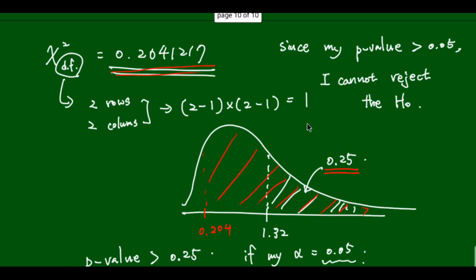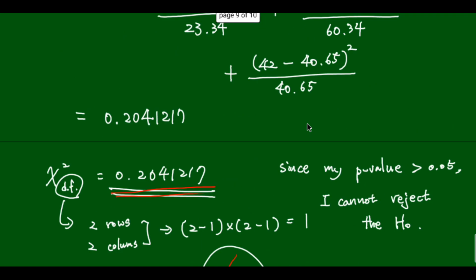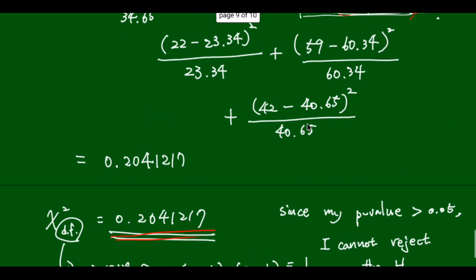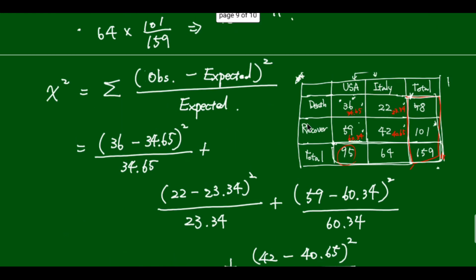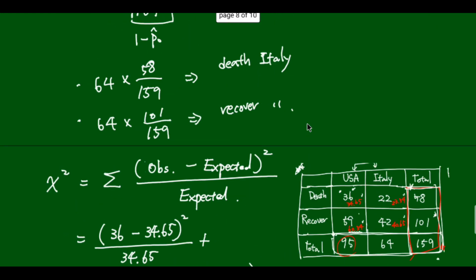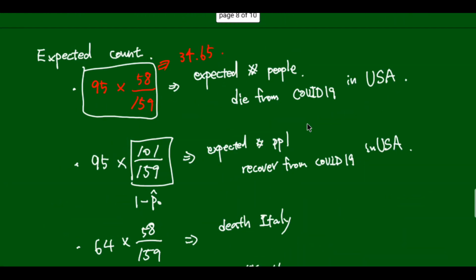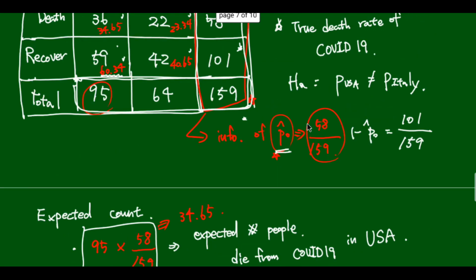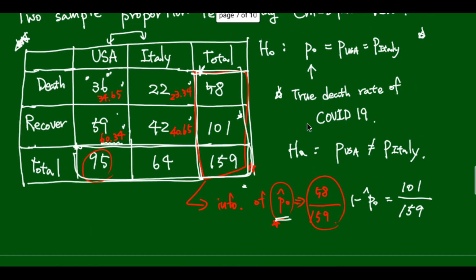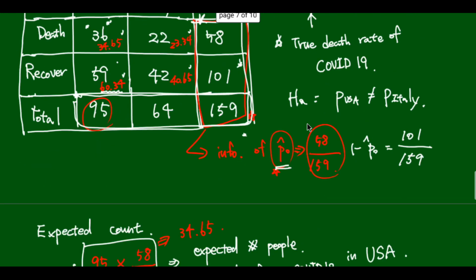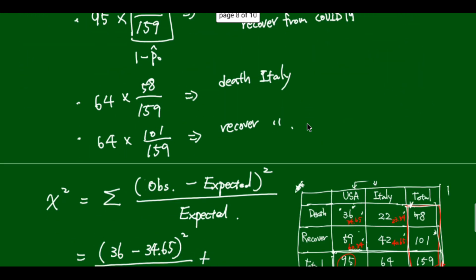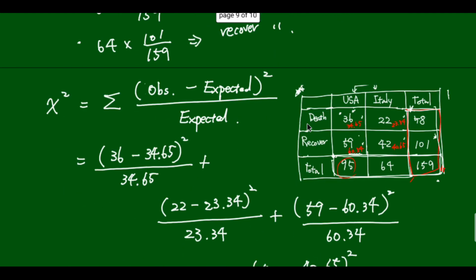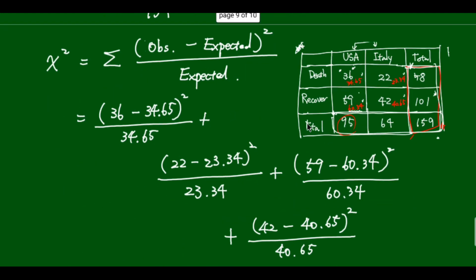However, you will see if I use my real data, which is the COVID-19 table, I can reject the null hypothesis because my chi-square test statistic will be really large. Okay.